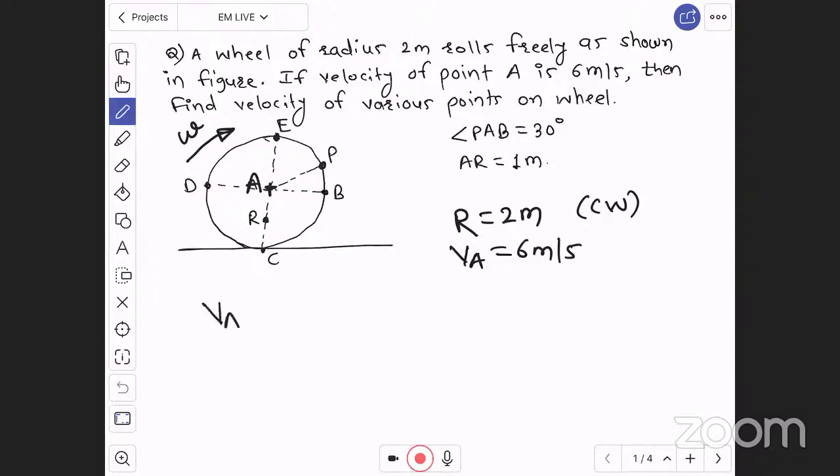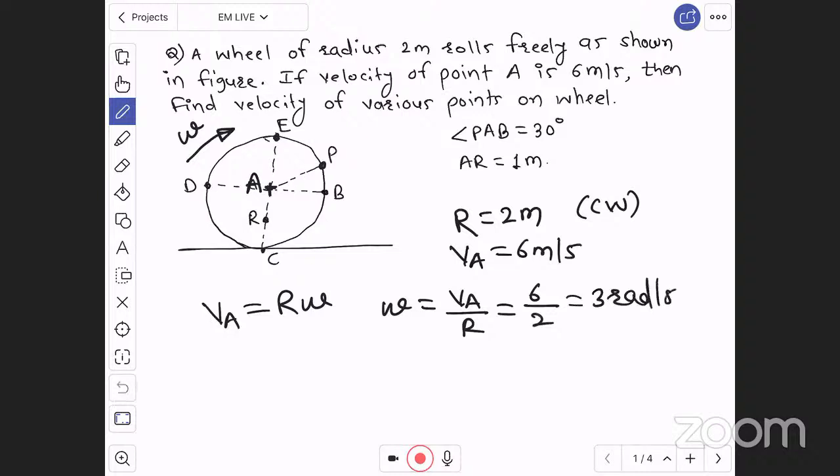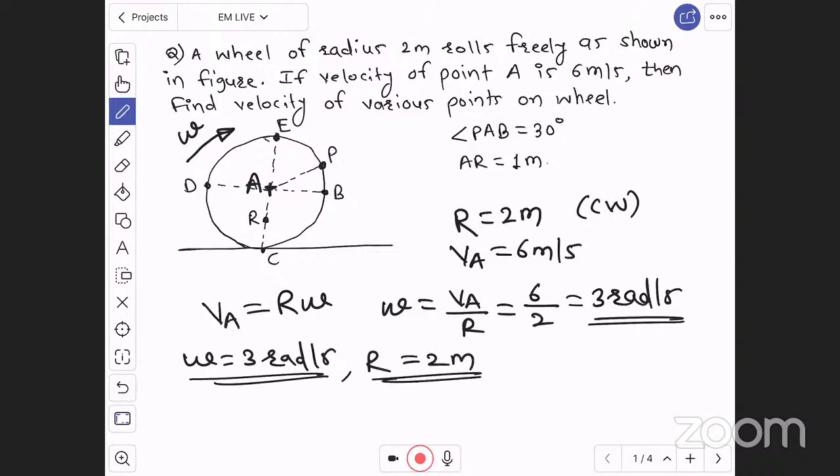Now velocity of A, that is velocity of center point, is nothing but radius of wheel into angular velocity, that we have learned already in previous lectures, right? Therefore we can say angular velocity of wheel is equal to VA divided by R, which is velocity of A is 6, radius is 2, which is nothing but 3 rad per second, right? 3 rad per second is the angular velocity of wheel, which is very much important, right? And radius of wheel is given 2 meter.